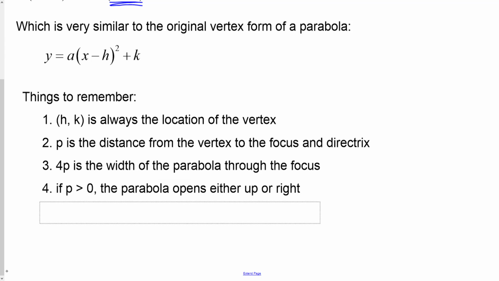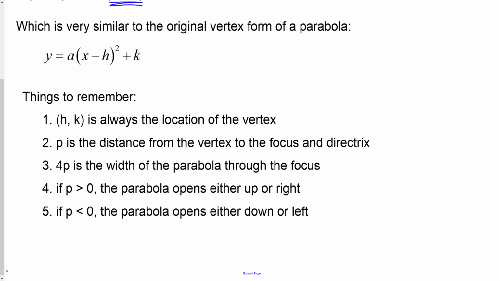If p is greater than 0, the parabola is either going to open up or right. Both of these are the positive directions. So if p is positive, it opens in the positive direction. If p is negative, the parabola opens in the negative direction.